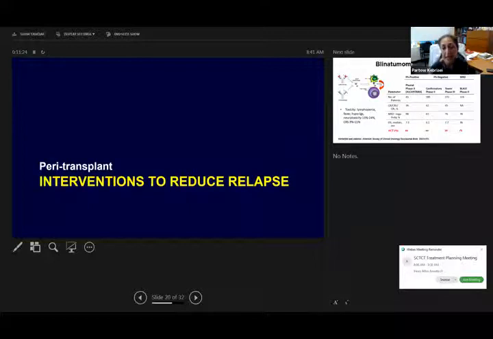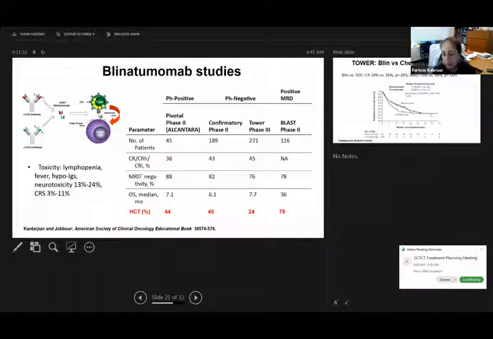So if we know that MRD prior to transplant predicts for relapse, what can we do about it? So I'm going to focus on acute lymphoblastic leukemia because, as this group knows well, several very powerful agents have been approved in the more recent past. Blinatumomab, which was mentioned in the prior study, a bispecific T-cell engager directed against CD19. And what's powerful about blinatumomab is that it effects a very high MRD negativity rate with very little cytotoxicity.